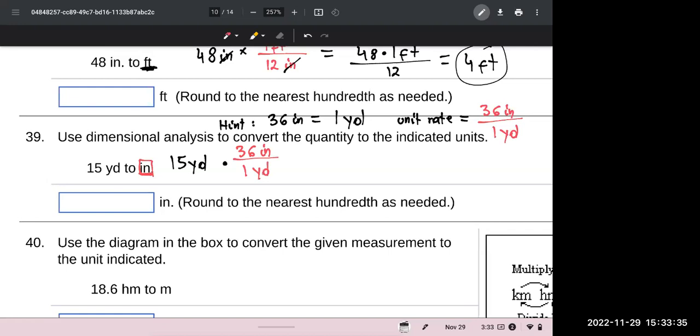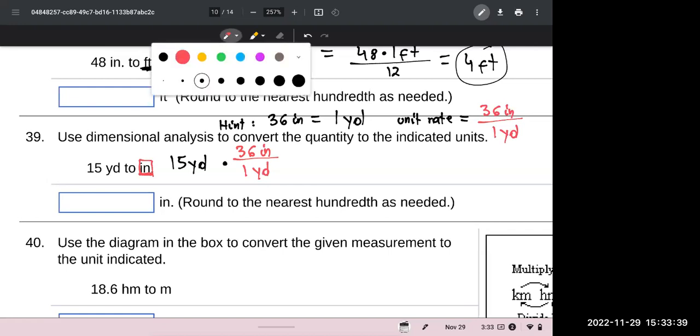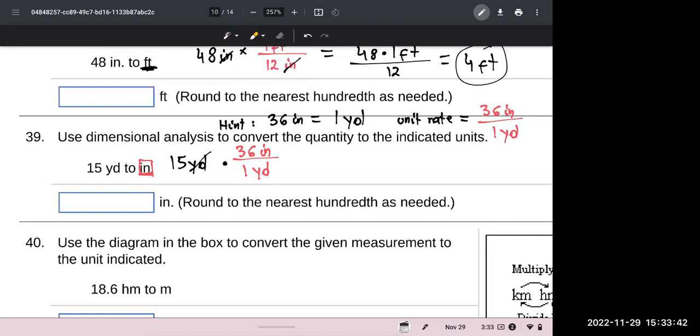Again, remember that new unit stays in numerator. So now all the units will cancel across. So you have 15 times 36 inches divided by 1. So this is just 15 times 36, and that will give you 540 inches.